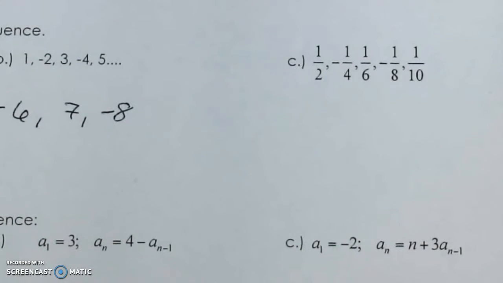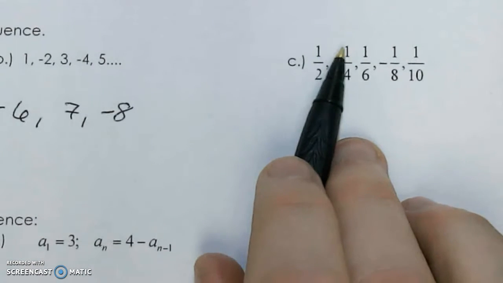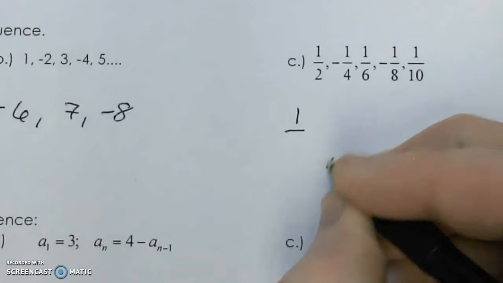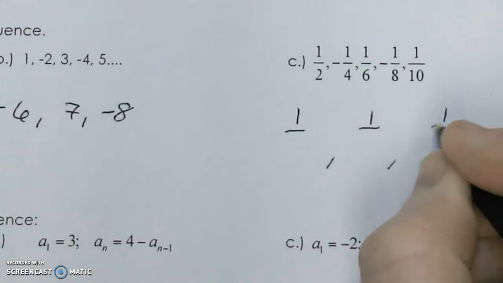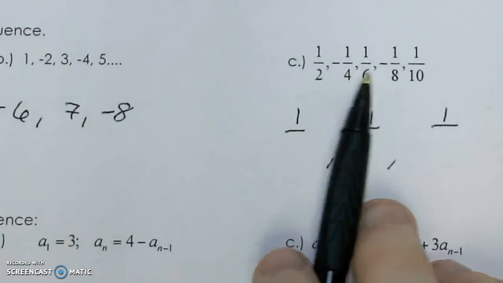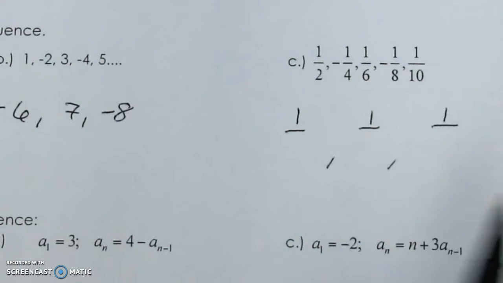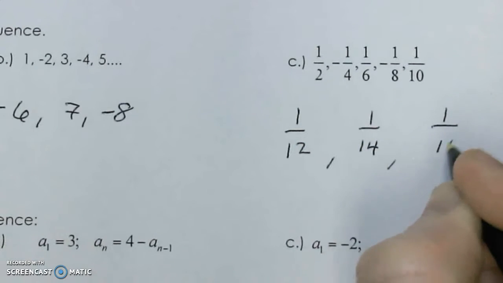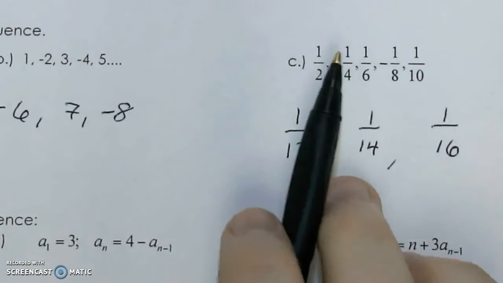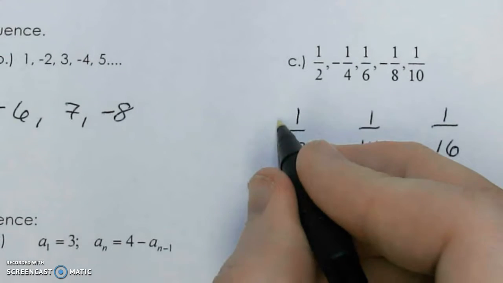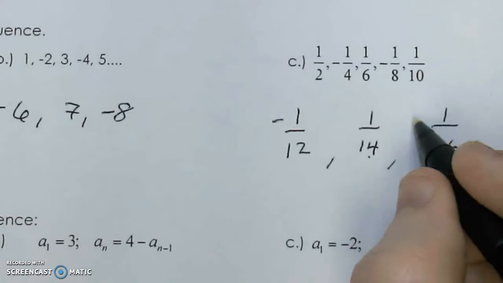On C, it looks like the top is staying 1 the whole time. So the next 3 terms would be 1, 1, 1. And it looks like the denominators are going up by 2 each time. So it'd be 12, 14, 16. And it also looks like the negative is alternating. So if 1/10 was positive, the next one's negative, positive, negative.